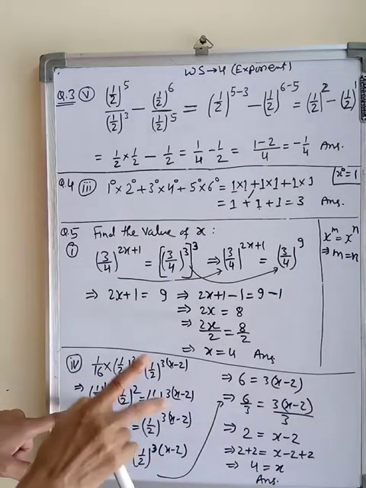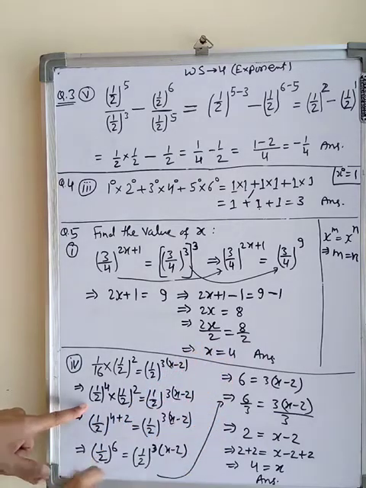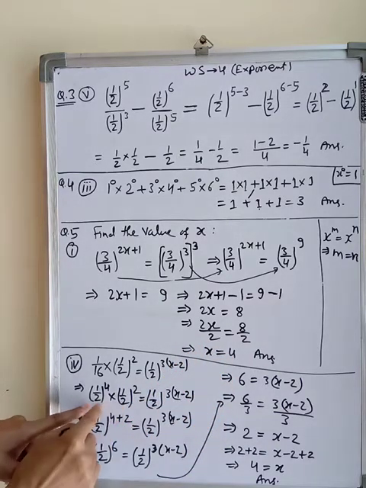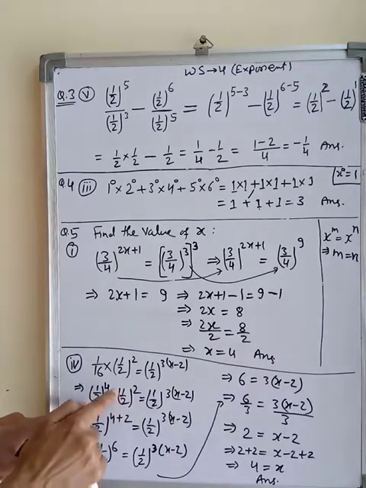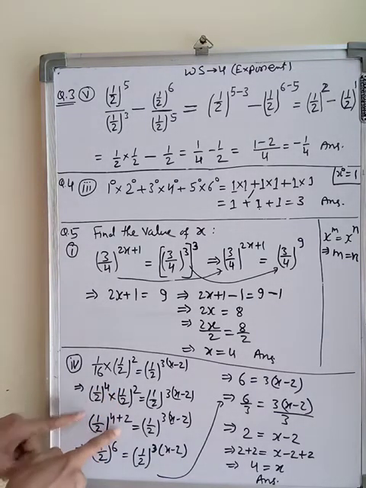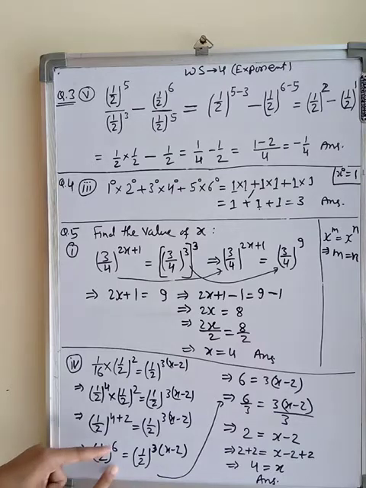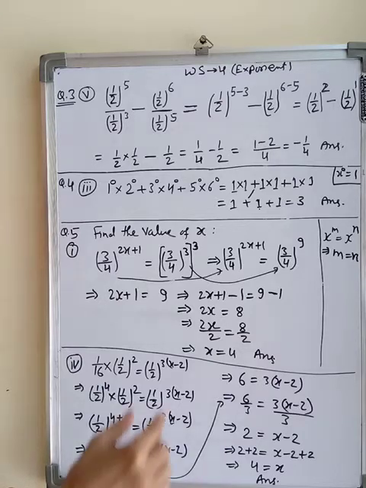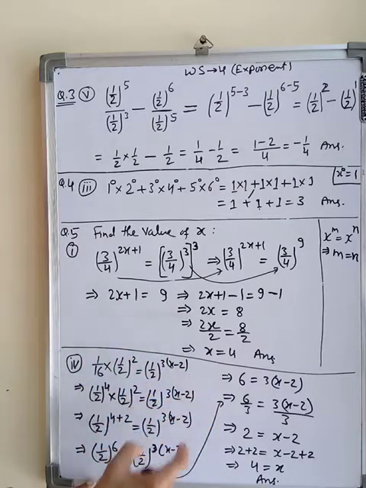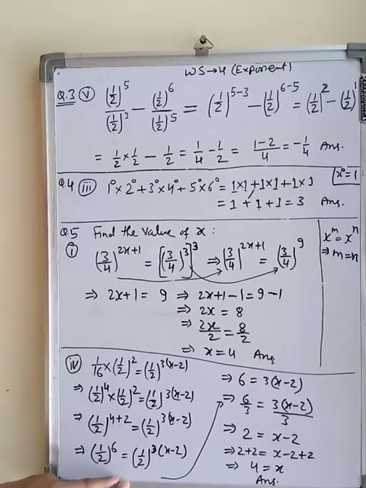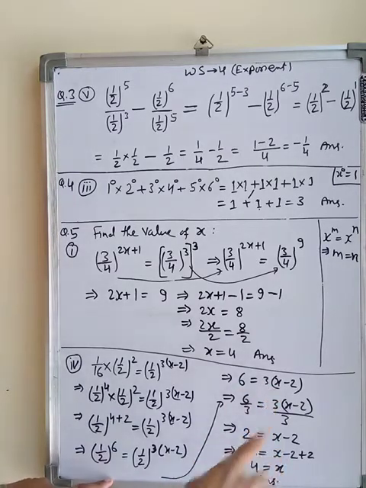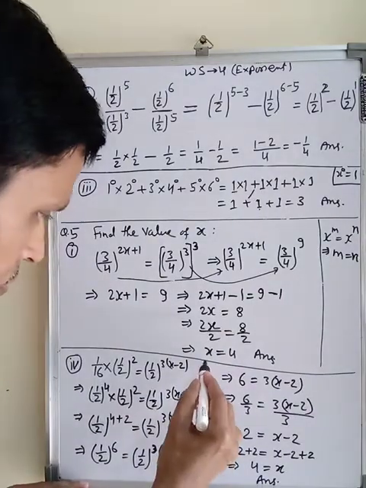So 1 upon 16 became this, and 1 upon 2 to the power 2 is as it is, and the right side is as it is. Here we can apply the law first. Bases are same and in between there is multiplication, so 4 plus 2, and the right side I am writing as it is. Now 4 plus 2 is 6, so the left hand side finally became 1 upon 2 to the power 6. On the right hand side I have not done anything, it is as it is from the beginning.